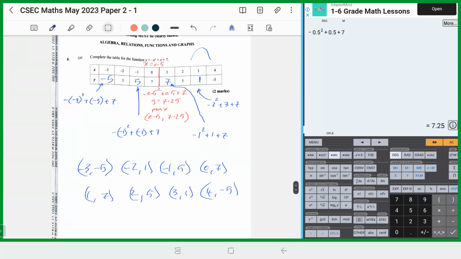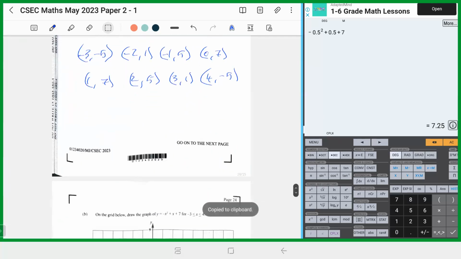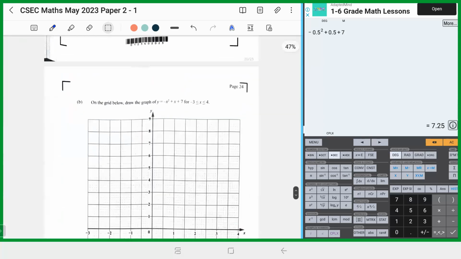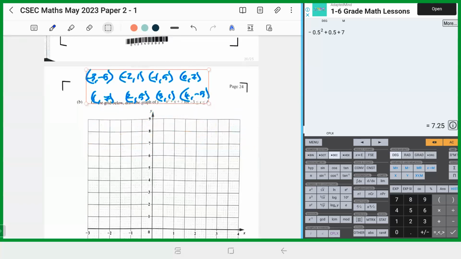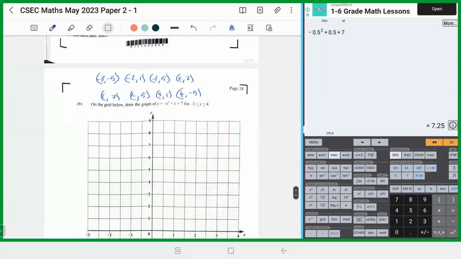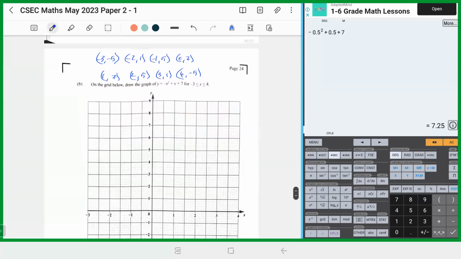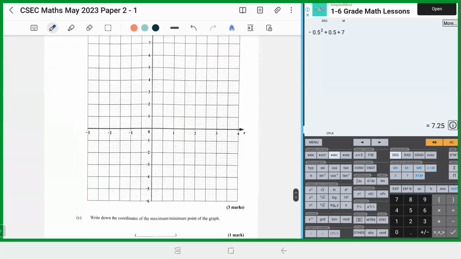Right? I'm just copying them down to put them on the same page where the graph is. All right, so put them right here. So those are the points that we'll practice. The first point is -3, -5. -3, -5 is here. This point.